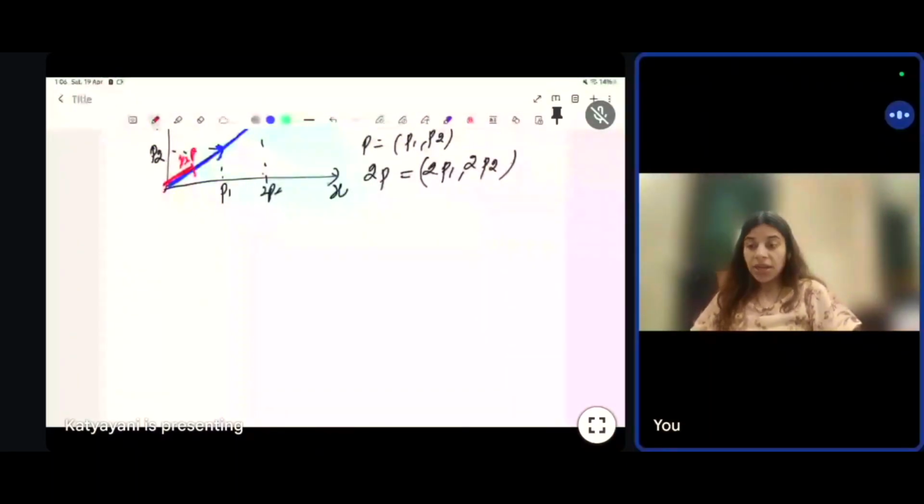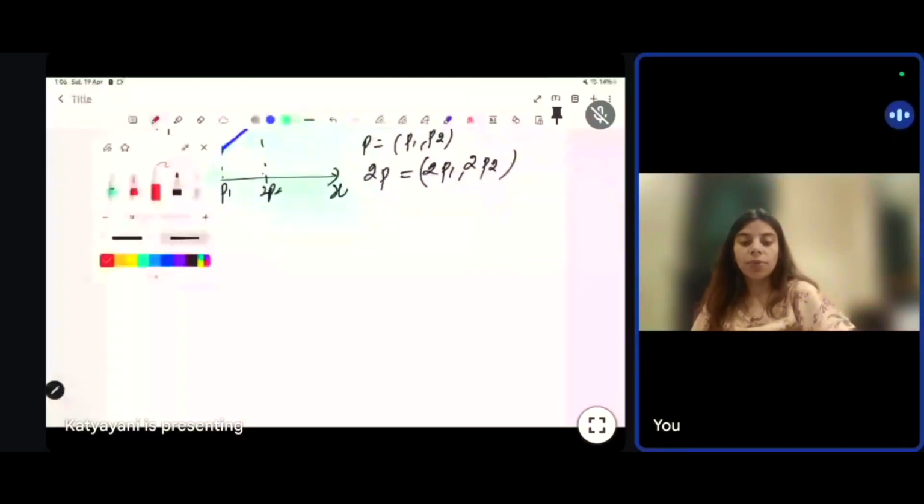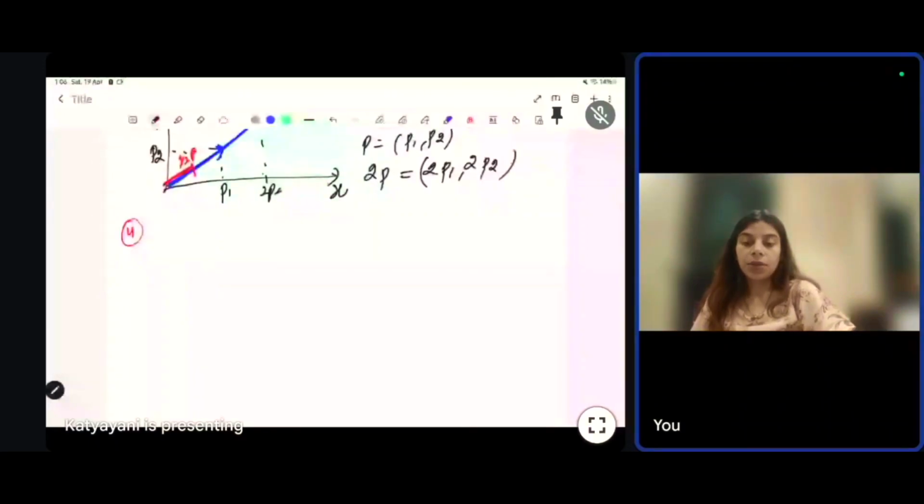Now let's look at the fourth property, which is the linear combination of vectors. So, linear combination of two vectors.